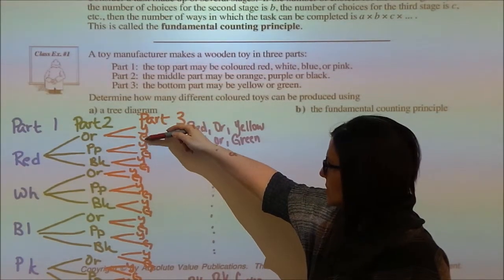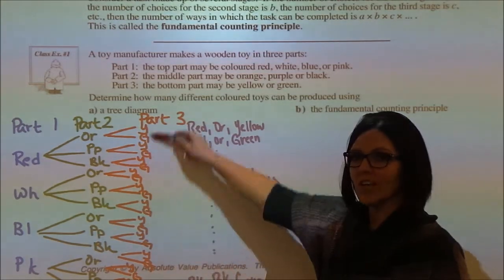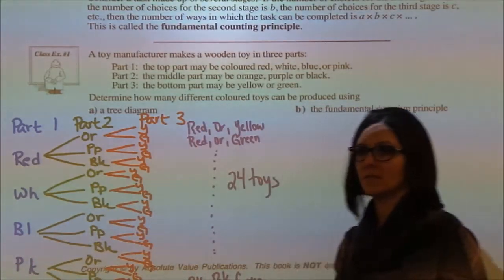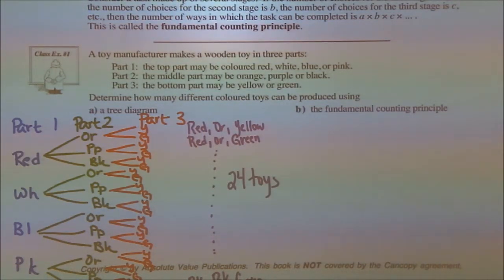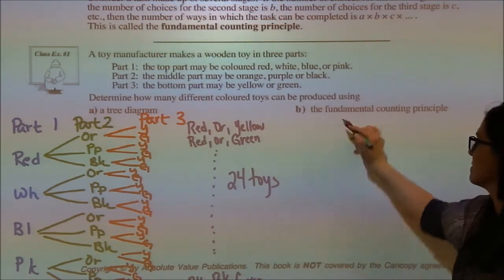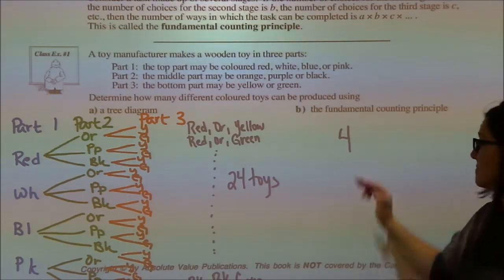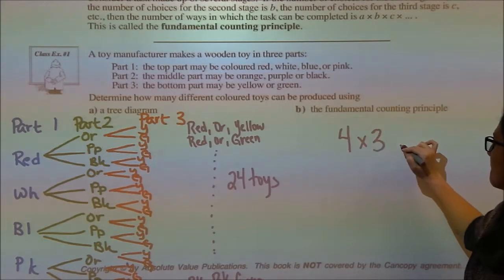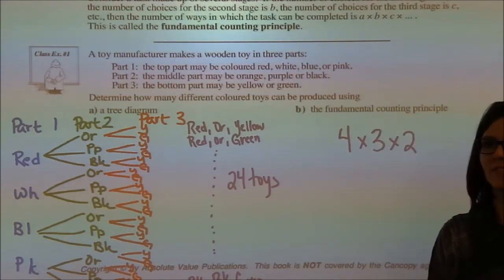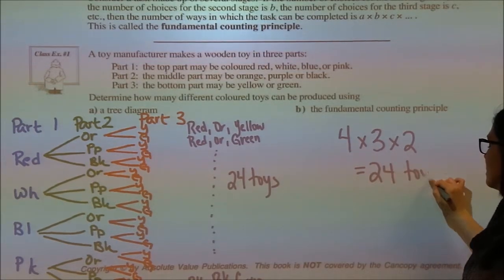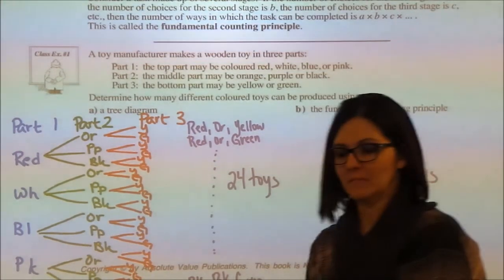Because this would be 1, 2, 3, 4. If I count the yellow and greens that I have branching off, each of those would lead back to the beginning. So if I use the fundamental counting principle instead, the first part has 4 choices. The second part had 3. And the bottom? 2. And what is 4 times 3 times 2? Much faster.